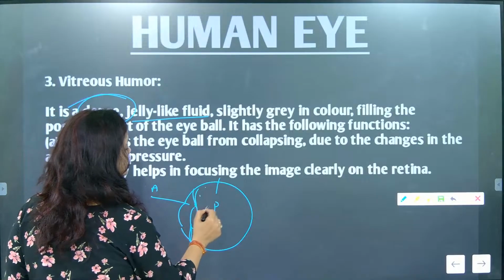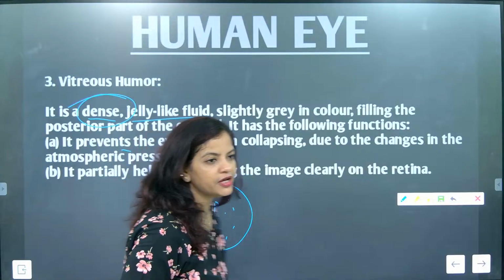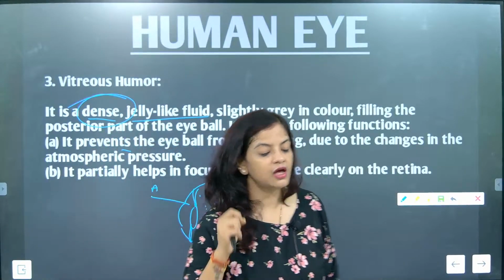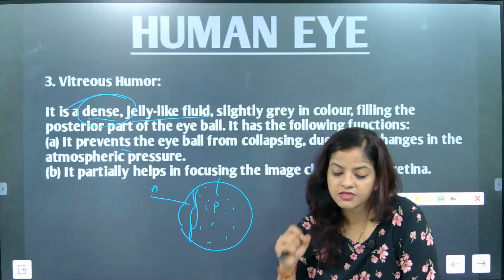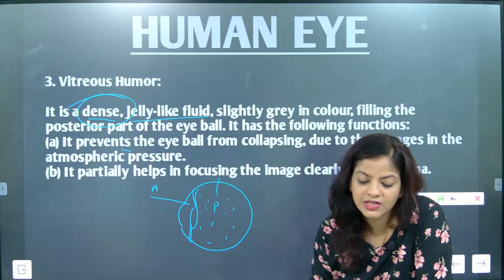Our posterior part is filled with a type of fluid. What is the name of the fluid? Vitreous humor. What is the name of the fluid, children? Vitreous humor is the name of the fluid. Kavya, vitreous humor, absolutely correct.